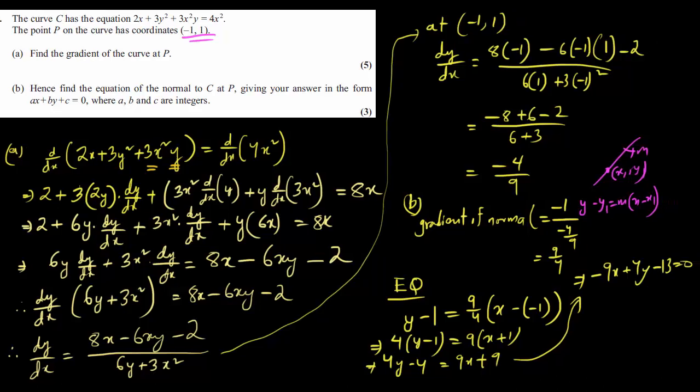So that's the form ax plus by plus c. Now if you want to, you can also multiply by minus 1 and it becomes 9x minus 4y plus 13 equals 0. This question deals with integration by parts.